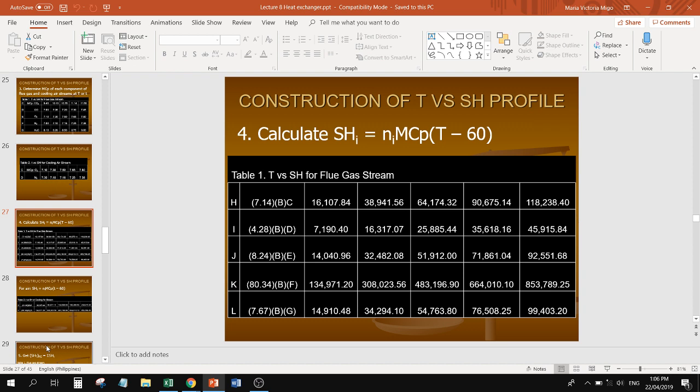The next step is to calculate the N MCP dT. We already evaluated T minus 60, the temperatures minus the reference temperature. We multiply the composition of the flue gas with the MCP that we gathered earlier from the graph, multiplied by the delta T. We do that one by one for each of the components: CO2, CO, O2, N2, and H2O. This is for the hot flue gas.